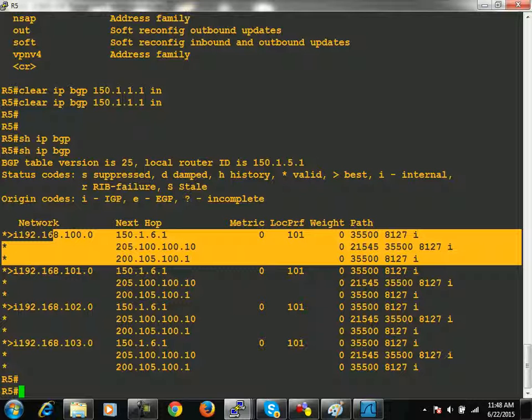So from the eBGP neighbor, its local preference is null, which will be considered as 100. So it is not comparing external or internal attributes this time. Do you remember that previously external was preferred over internal, but this time your election is not going up to external and internal. Based on local preference itself, this R5 has elected its best path. That's it.